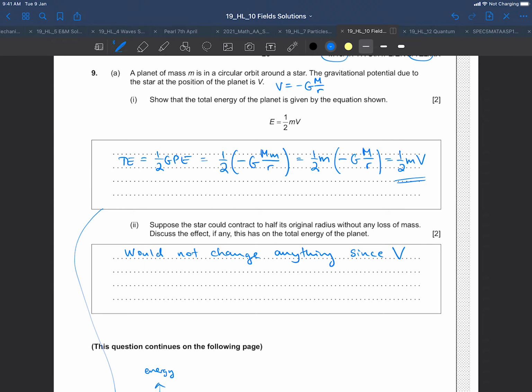Since V, the potential, remains the same at the position of the planet. The star has the same mass, and it only depends on the mass and the distance to the planet.